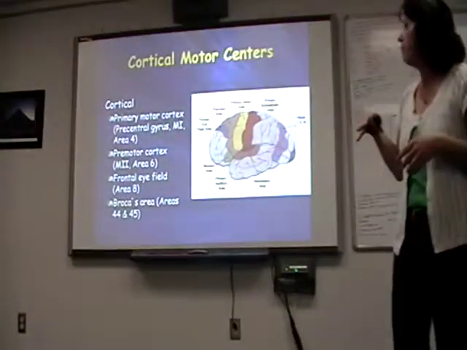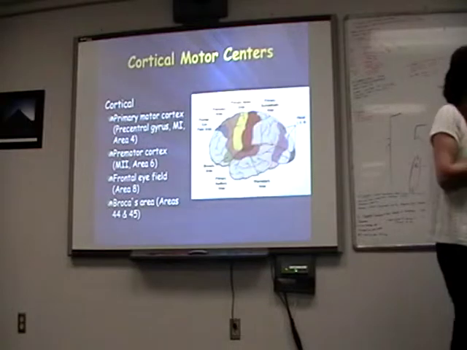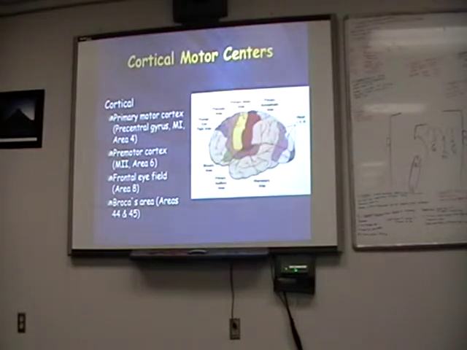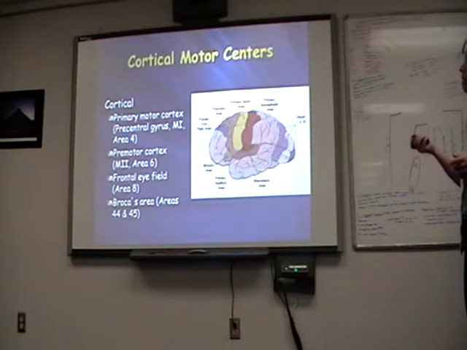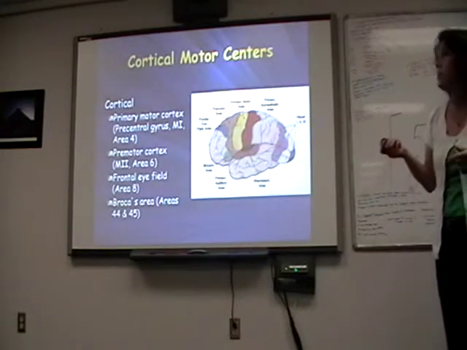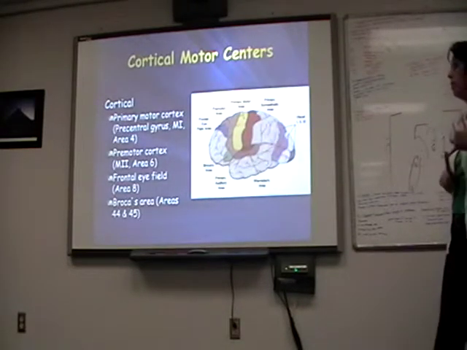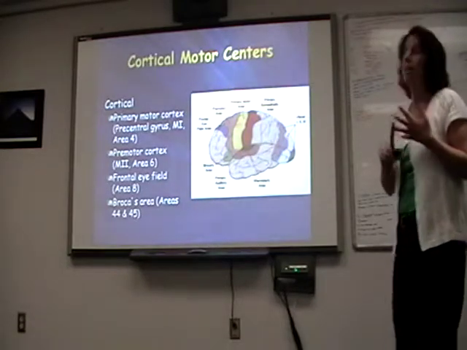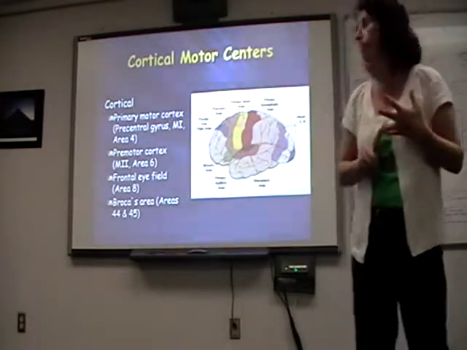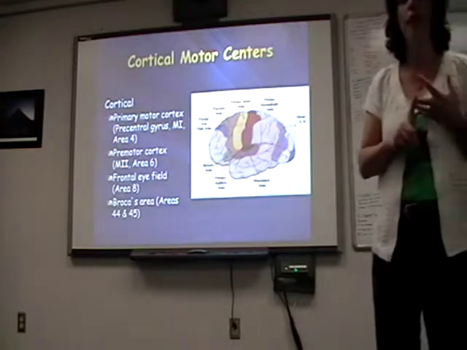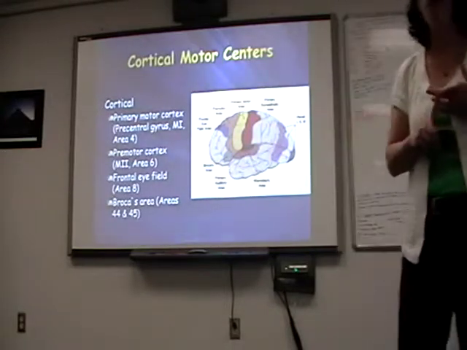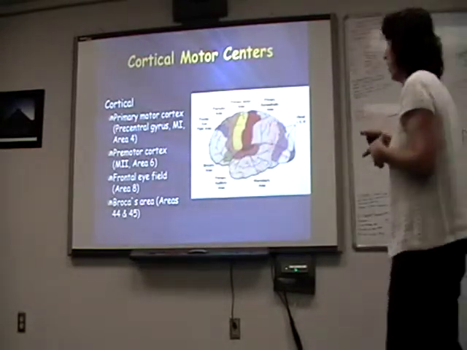So we're going to go through the different regions. We'll start with the cortex. In the cortex, so far we've really talked about the primary motor area, which is in the precentral gyrus. We also have a premotor area. We have a supplementary area that's not on this slide that we'll look at. We've got a frontal eye field, and we've got Broca's area. These are all called motor areas.